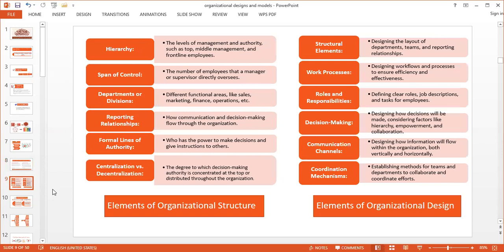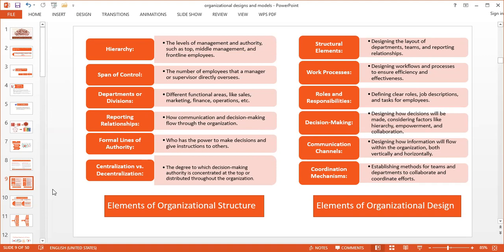Here are the key elements of organizational structure and organizational design. The elements of organizational structure are: first, hierarchy, the levels of management and authority such as top, middle management, and frontline employees. Second, span of control, the number of employees that a manager or supervisor directly oversees. Third, departments or divisions, different functional areas like sales, marketing, finance, operations, etc.